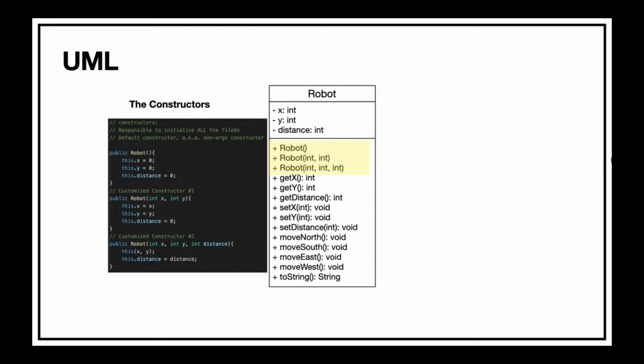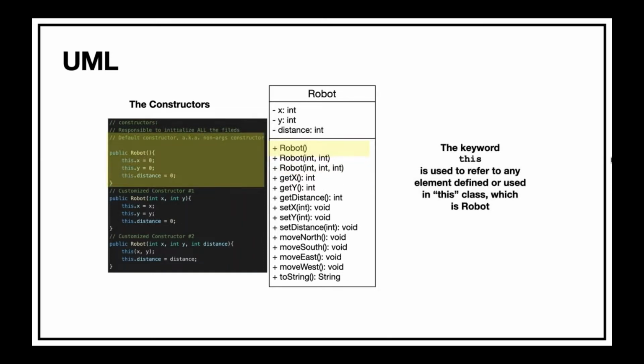The next items are the constructors. Remember that the constructors are responsible for initializing all the fields. Now notice that we have three types of constructors. We have Robot with open and close parentheses, Robot with 2 integers, and Robot with 3 integers. Also notice that there's a keyword there called this. This is used to refer to any element defined or used in this particular class called Robot. This is very important because it refers only to the items in this particular class.